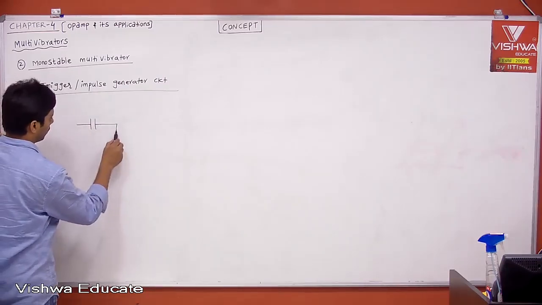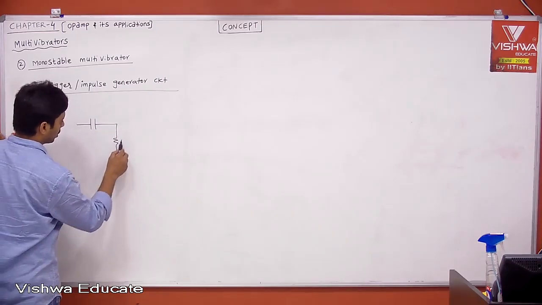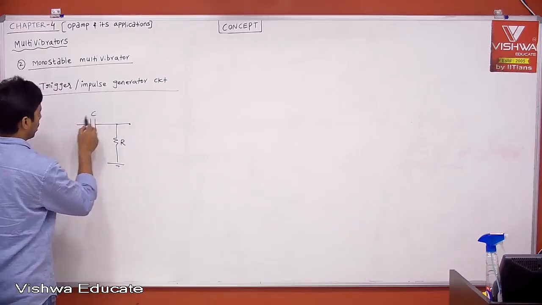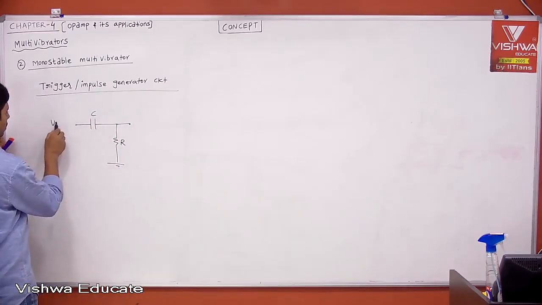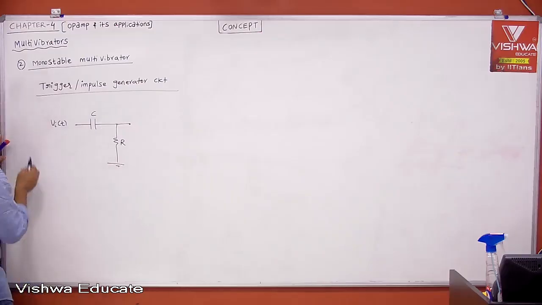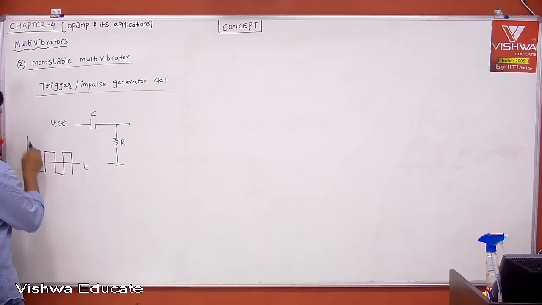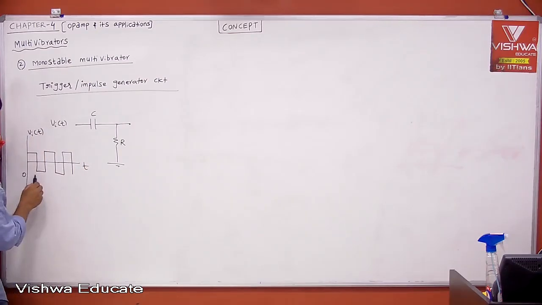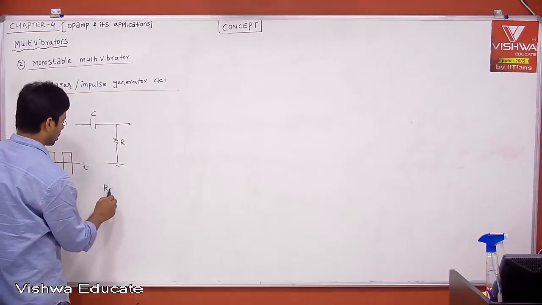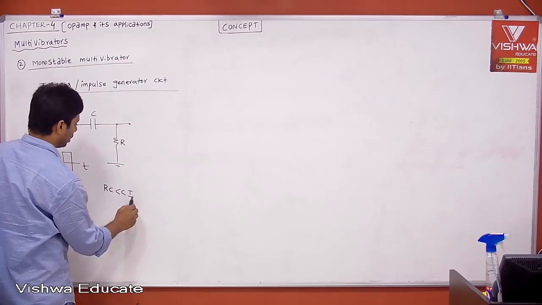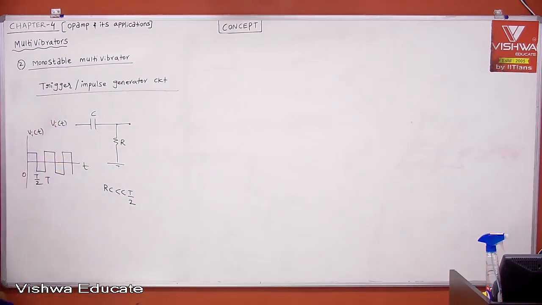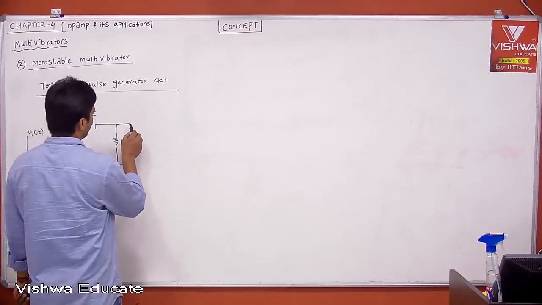What is a differentiator? If you take the differentiator circuit, this is R and this is your Vi of t, the input signal. Now tell me, if I give a square wave, what do you get? This is your Vi of t, then this is t by 2 and then t. Where RC is very much less than t by 2.